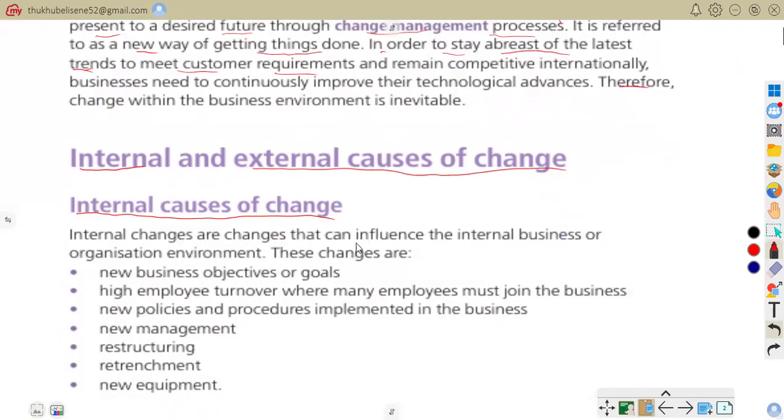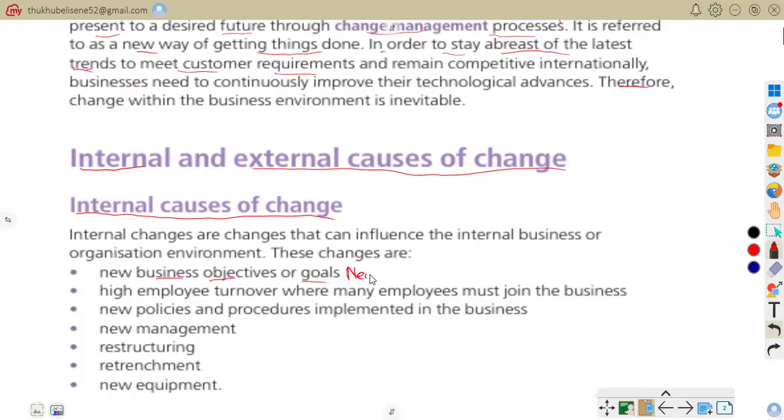internal changes are changes that can influence the internal business or organizational environment. These changes are new business objectives or goals. Meaning to say, new objectives require changes in operations.